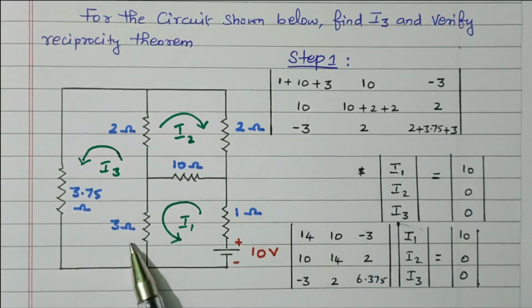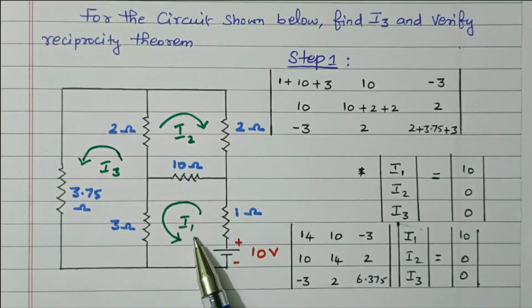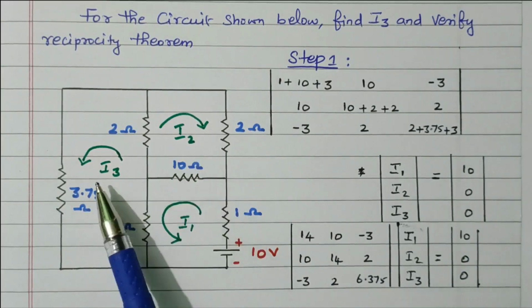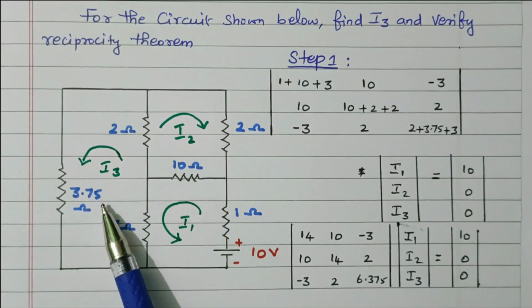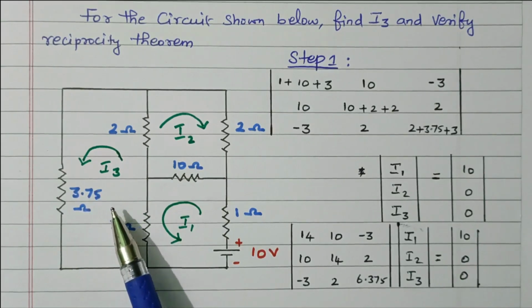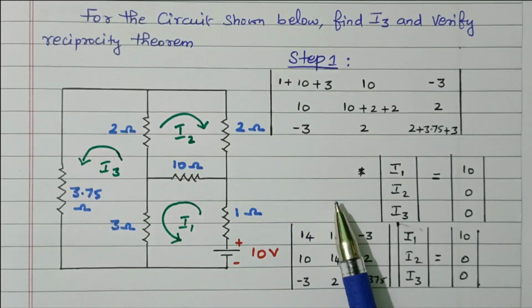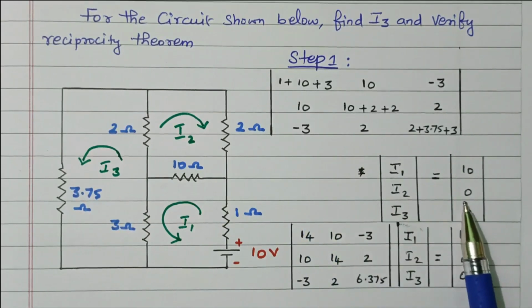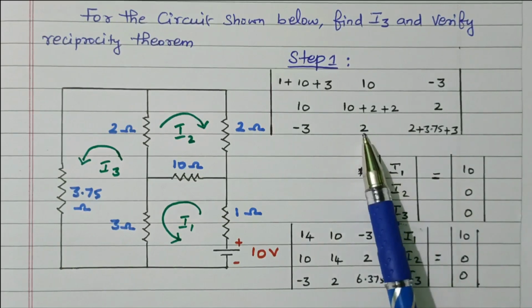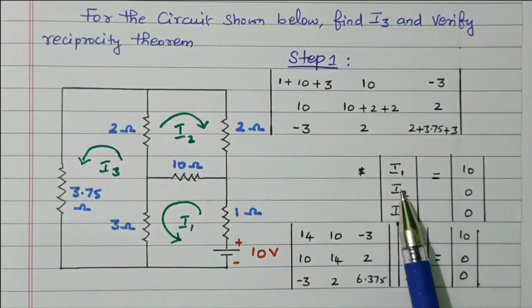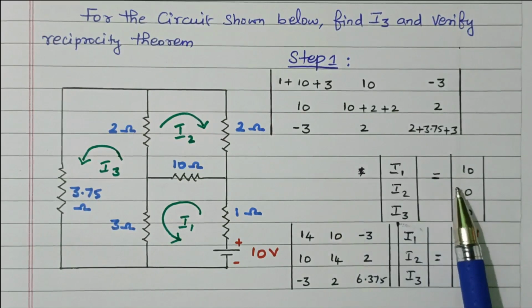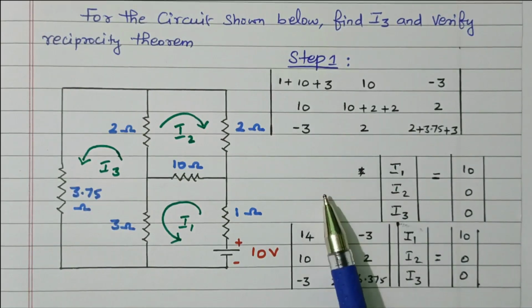We will proceed with the circuit diagram as it is. Say this is loop 1, loop 2, loop 3. We are going to apply KVL, Kirchhoff's voltage law, with the loop equation method. What is this equation? This is the voltage matrix, current matrix, and resistance matrix. V equals I into R, right? Voltage matrix, current matrix, and resistance matrix.